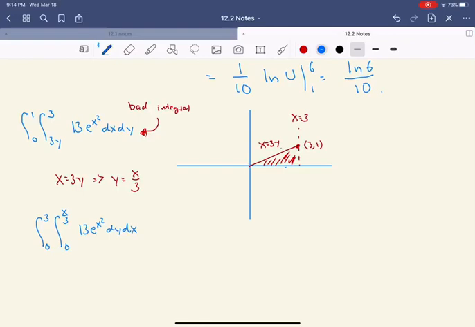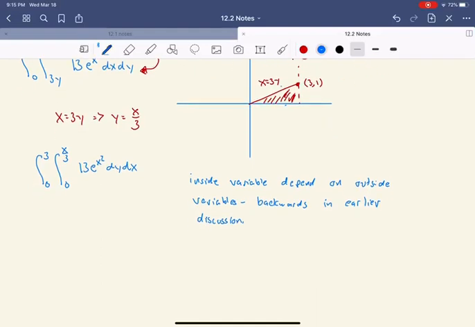Okay? I think I said it backwards earlier. The inside variables depend on the outside variables. So I think I said that backwards in the earlier discussion. But I did it right. I don't know why I said it backwards.